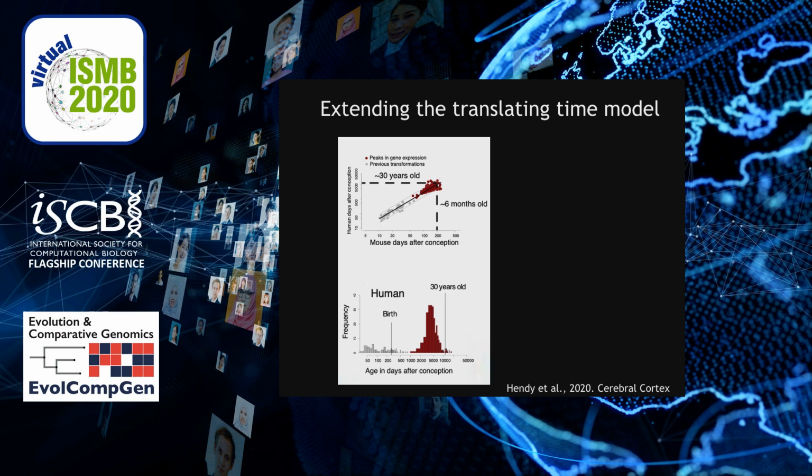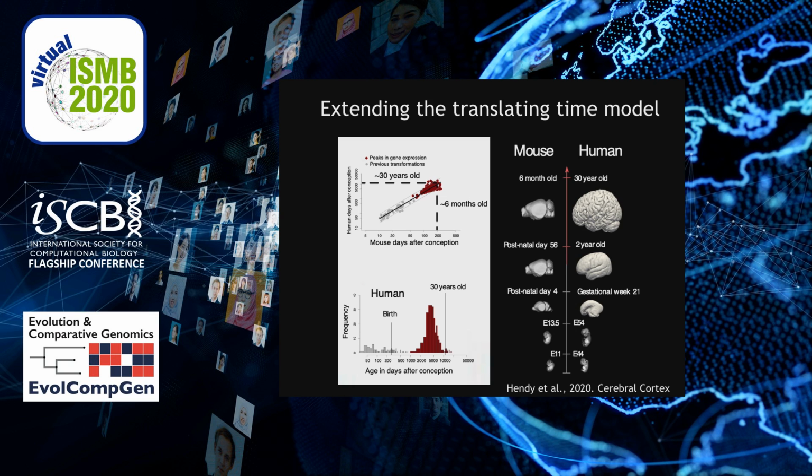So here you can see the timing of these peaks in gene expression in humans and in mice plotted against days post-conception, and those are shown in red, whereas these other transformations are in gray. And you can see that the inclusion of peaks in gene expression coupled with the timing of these other transformations does a good job at finding corresponding time points across species, up to 30 years of age, so that by capturing temporal variation in transcription, we can say how old a human is in mouse days throughout fetal stages of development and until adulthood.